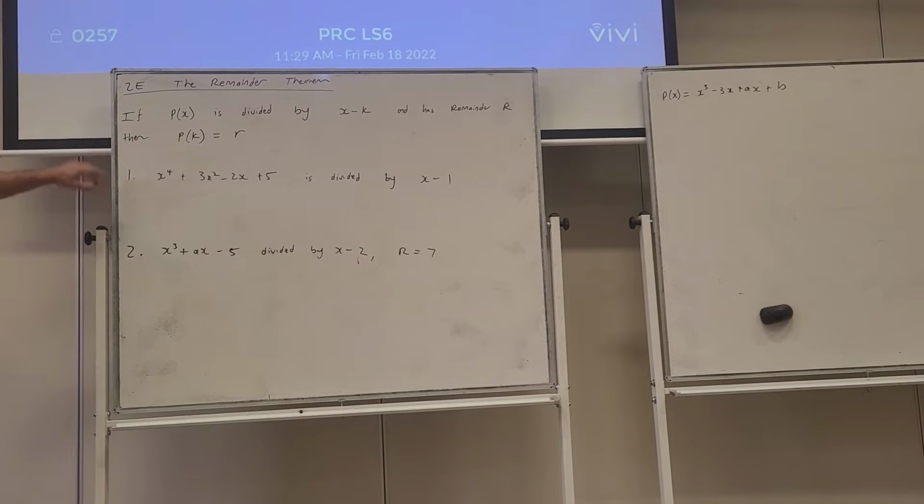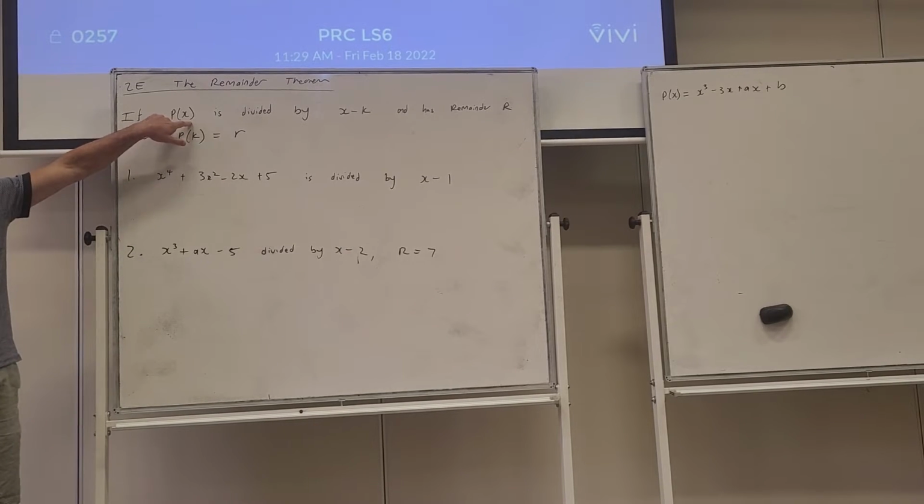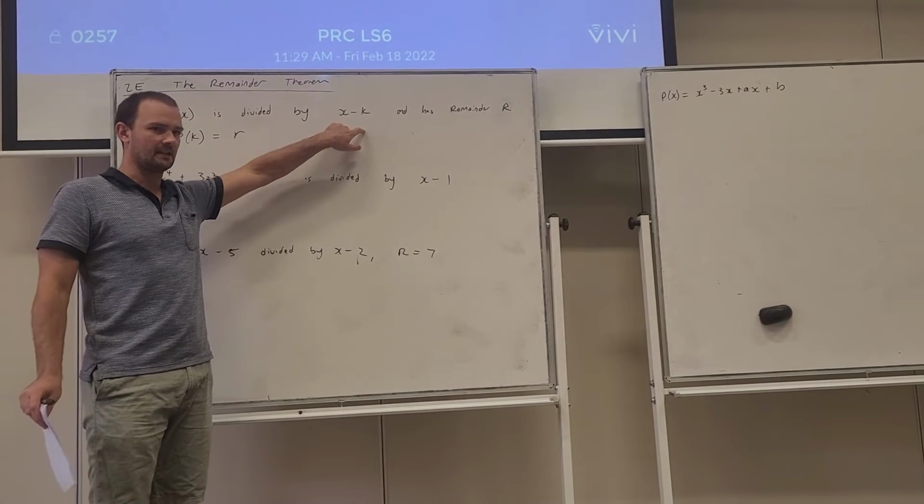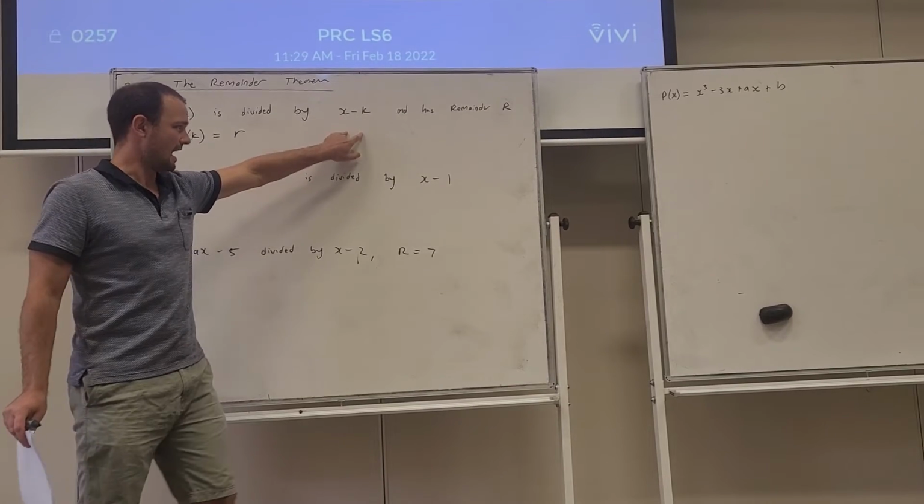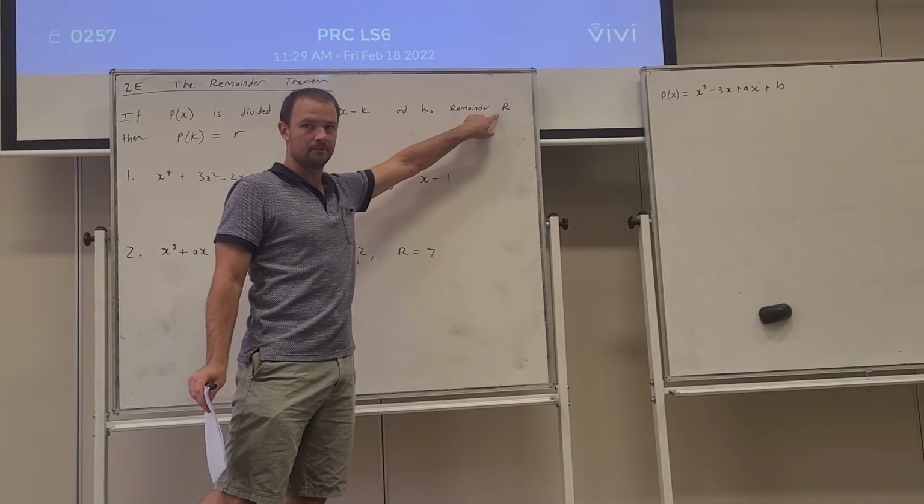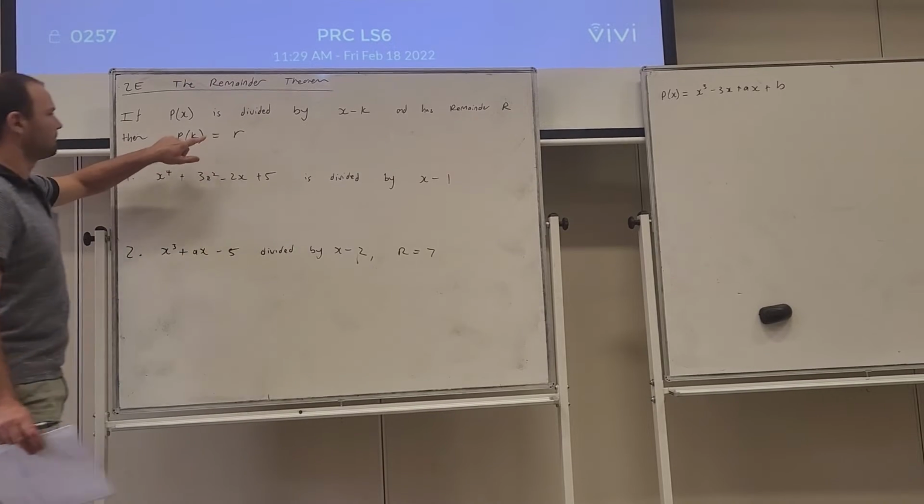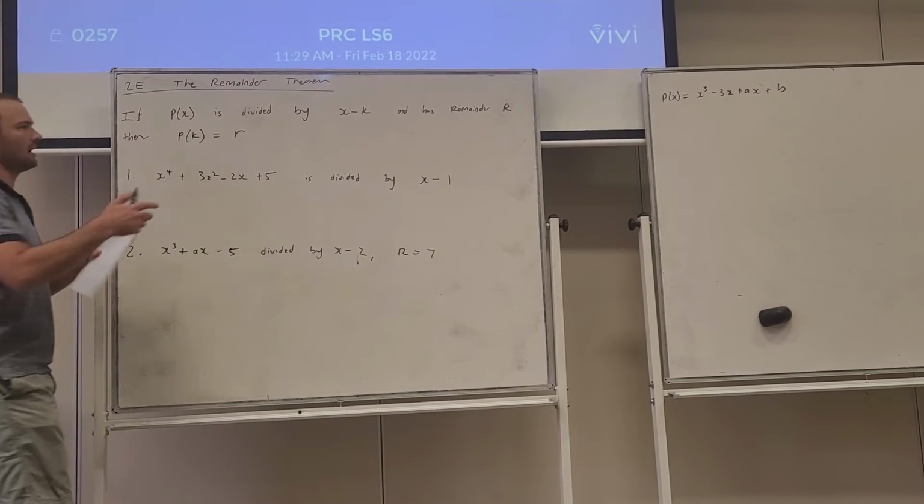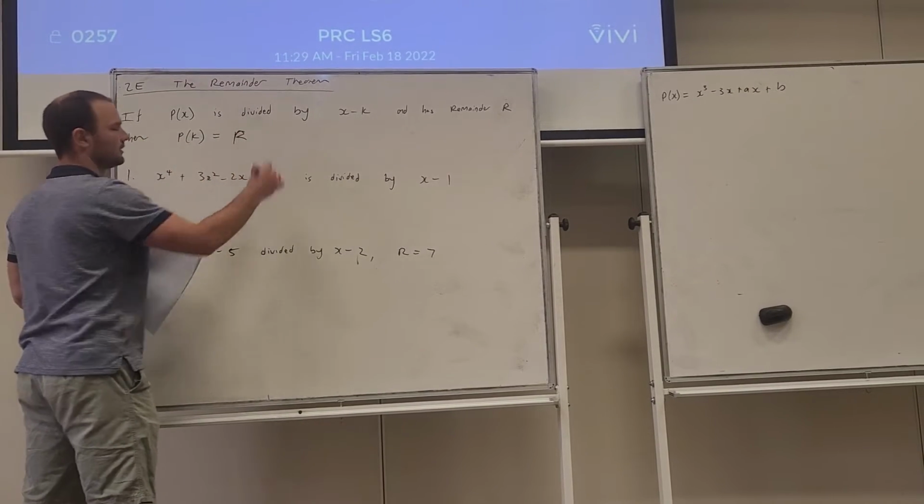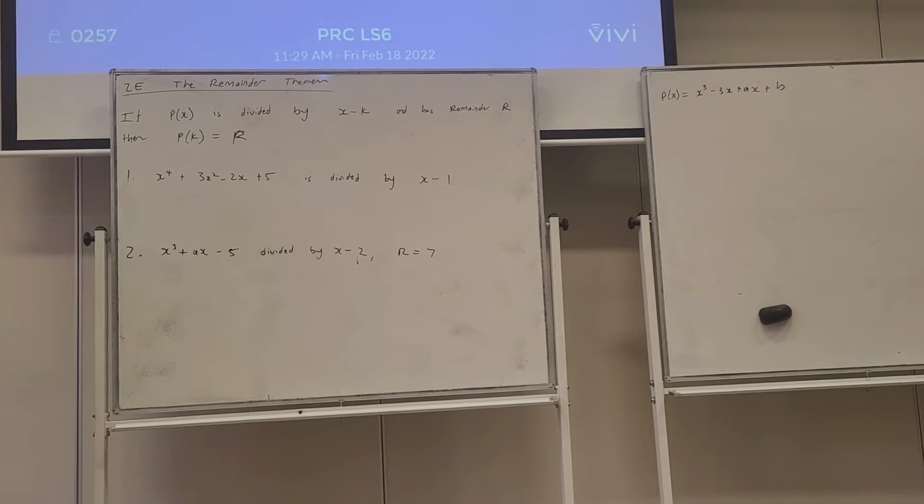Okay, so this is the remainder theorem. If P(x) is divided by x take k, so by some linear factor, and it has a remainder R, that means P(k) is equal to R. I should use capitals here. It's the same, but it's denoted in your notes here.